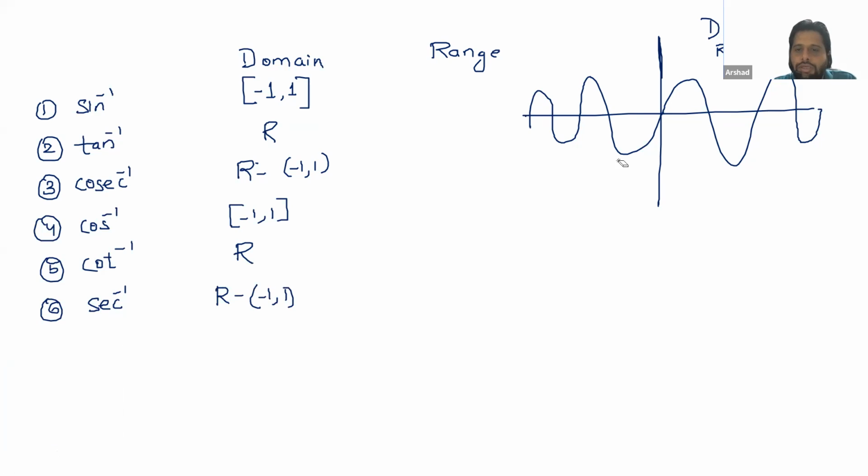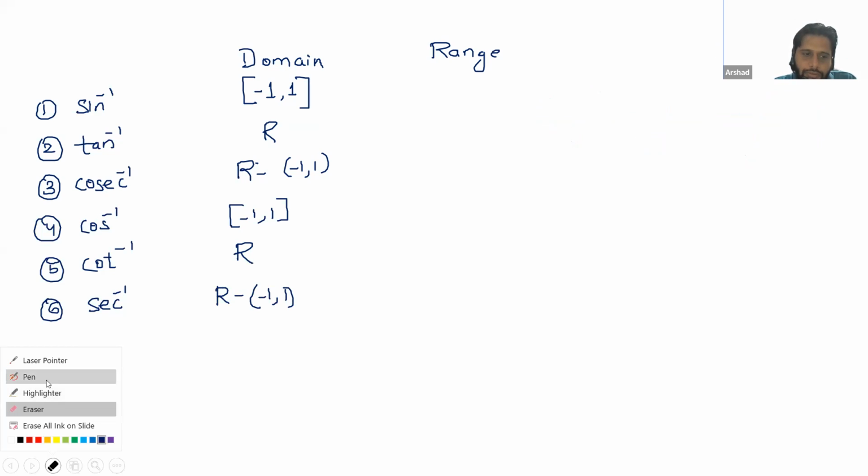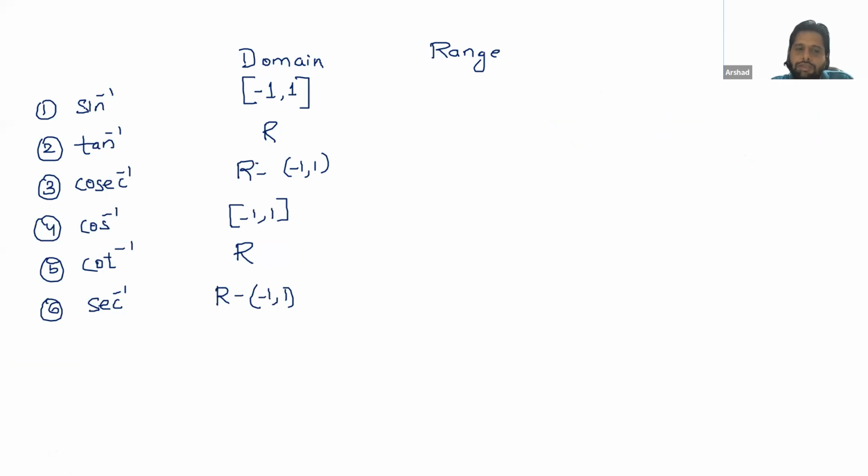So this you need to remember on your own. Now it's your choice how you make a table for this one. The easy way is compare this cos inverse with sine. So they both have the same domain. Tan inverse and cot inverse have the same domain. Cosec inverse and sec inverse have the same domain. So this you have to do on your own.